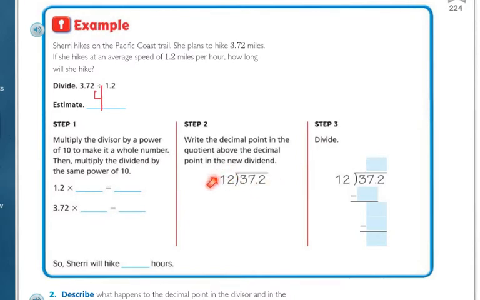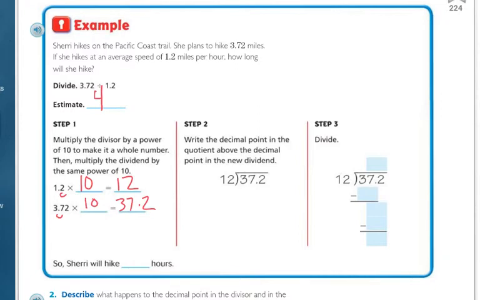So if I multiply this by the power of 10, I have to multiply this by the power of 10. If I multiply this by the power of 100, I have to multiply this one by the power of 100. So let's do this. 1.2 times 10 is going to give me 12. And then if I move this decimal over 1, I'm going to have to move this decimal over 1. So 3.72 times 10 is going to be 37.2.